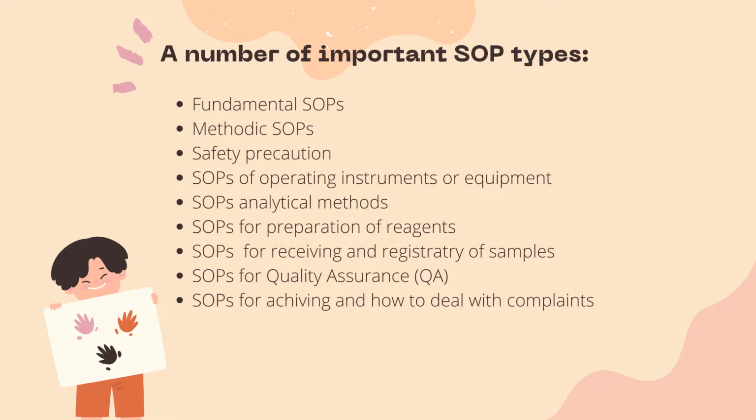As you can see, there are a number of important SOP types, including the fundamentals of SOPs, methodic SOPs, safety precautions SOPs, operating instruments or equipment SOPs, analytical methods SOPs, SOP for preparation of reagents, SOP for receiving and registry of samples, SOP for QA quality assurance, SOP for archiving and how to deal with complaints.